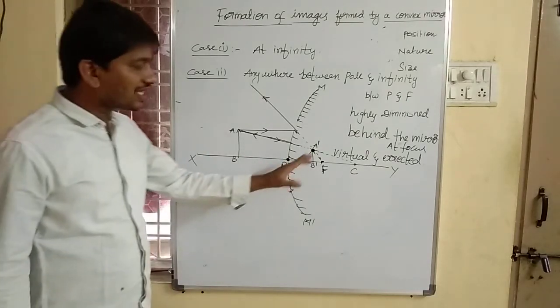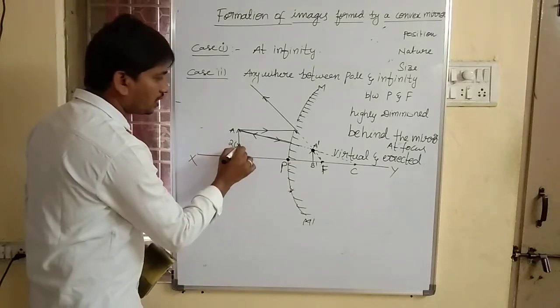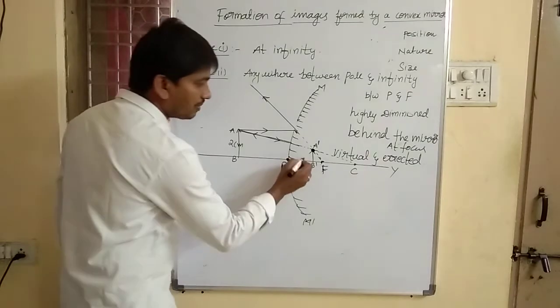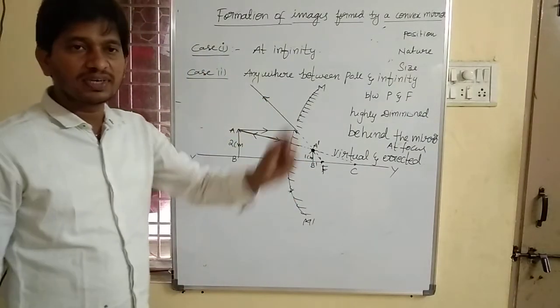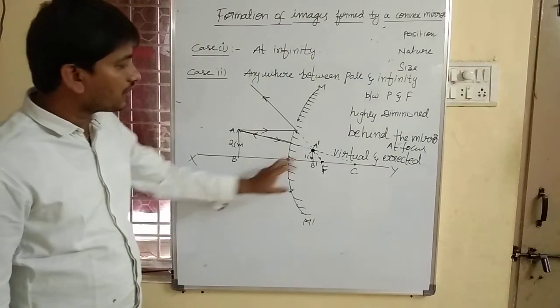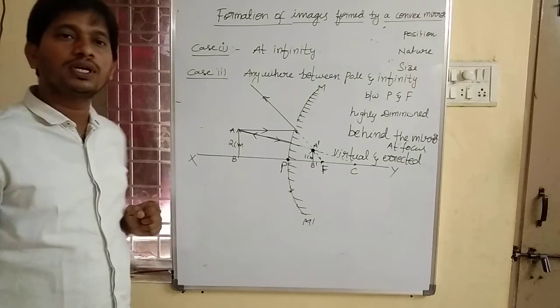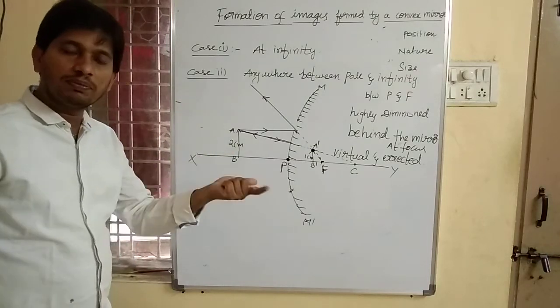And you can observe the size of the image. The object is this much size. For example, this is 2 cm. Then we got only a small size image. The object is this much height, if it is 2 cm, but we got the image only 1 cm, if you consider it so. So the size is also diminished.